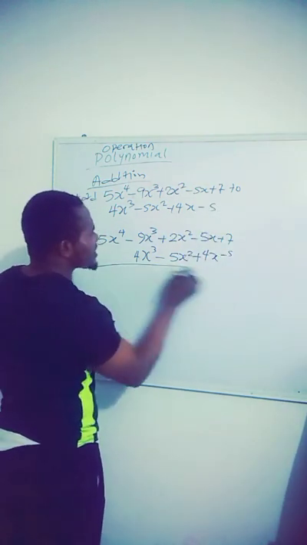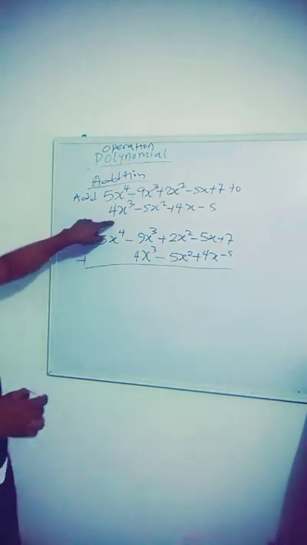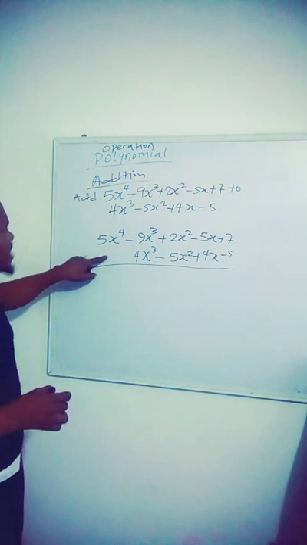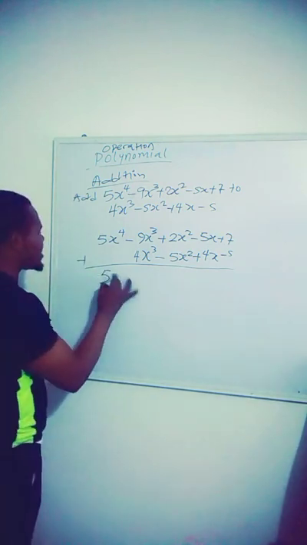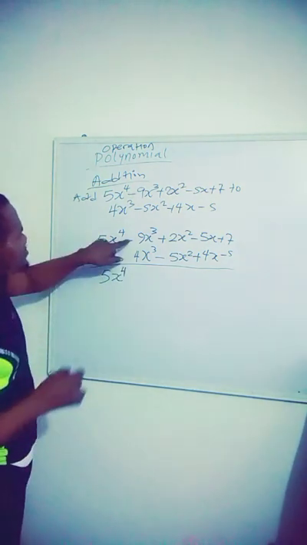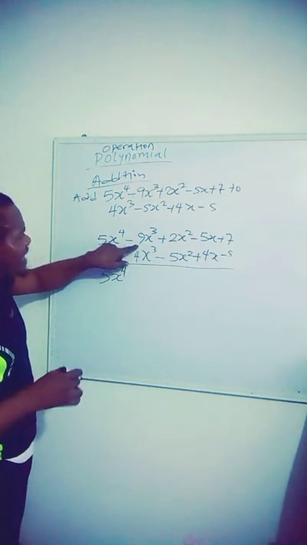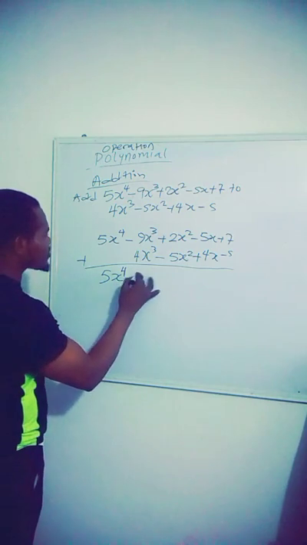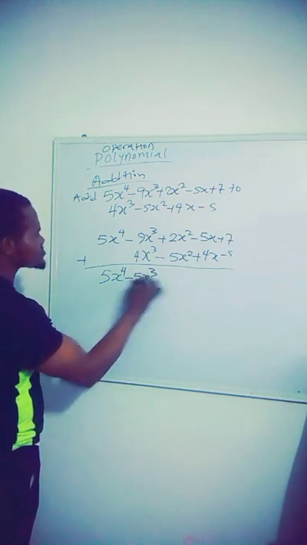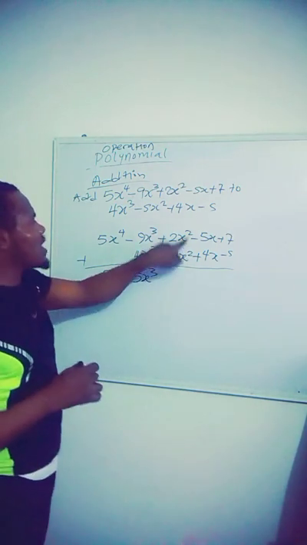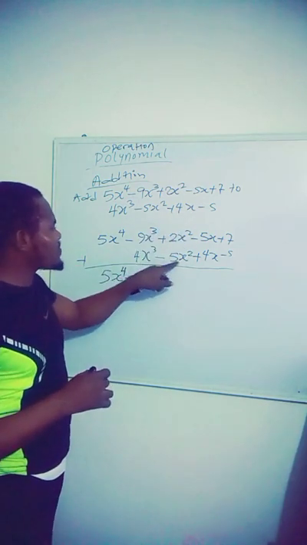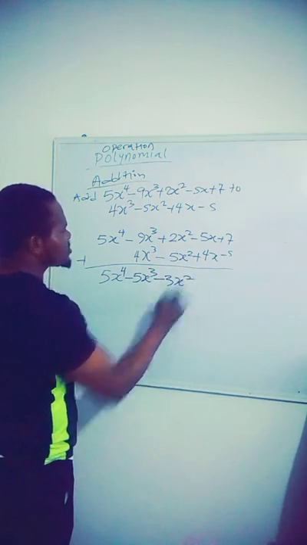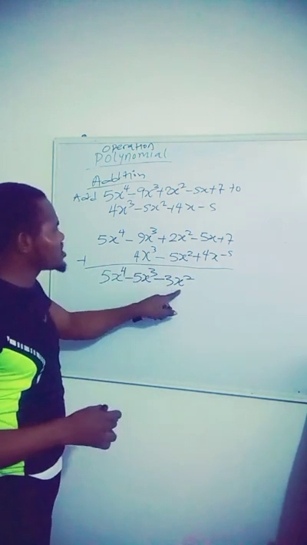So let's add this now. Now, x raised to power 4 is not here, so it will be 5x raised to power 4 plus 0. So this will give us 5x raised to power 4. You are adding, but here is minus x cubed plus 4x cubed. So that will give us minus 5x cubed. Then this is plus 2x squared plus minus 5x squared, which will turn into minus 3x squared. So 2 minus 5, that is minus 3x squared.